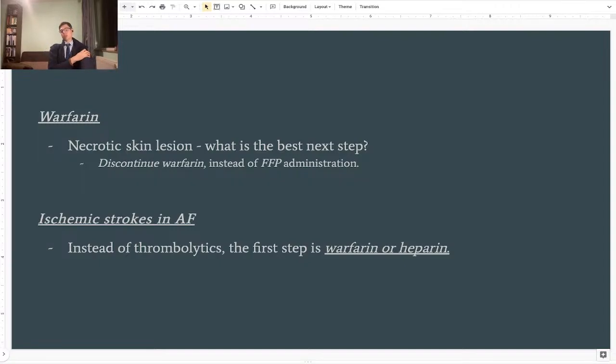Lastly, usually patients with atrial fibrillation and ischemic strokes will require, as a first step, when the question is prompted, what is the first step in this patient with an ischemic stroke with a history of atrial fibrillation, or maybe you're given an EKG that shows the irregular rhythm, then the first step is not to administer thrombolytics for that case of ischemic stroke, but to administer warfarin or heparin.